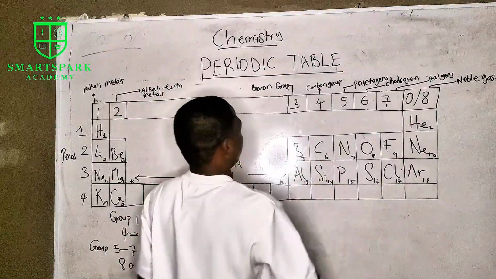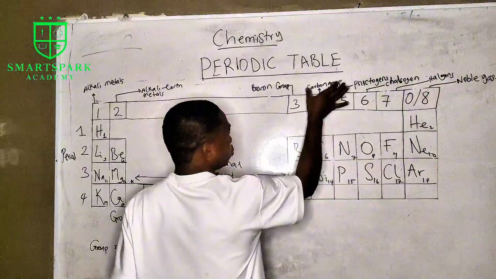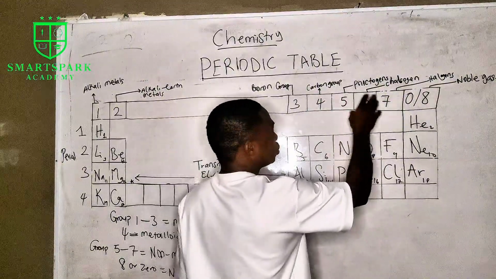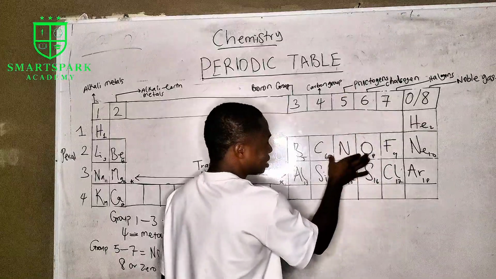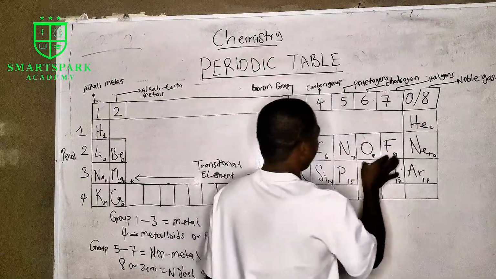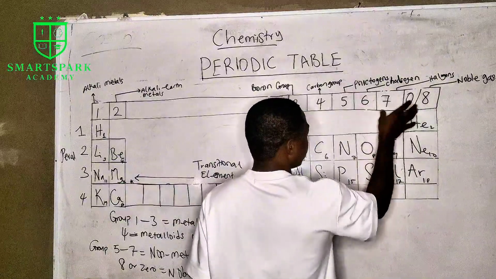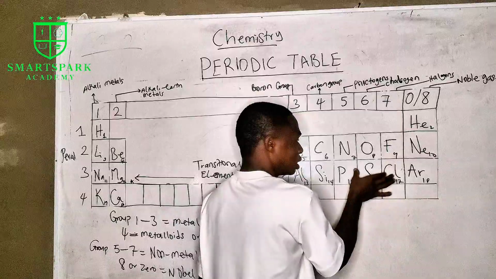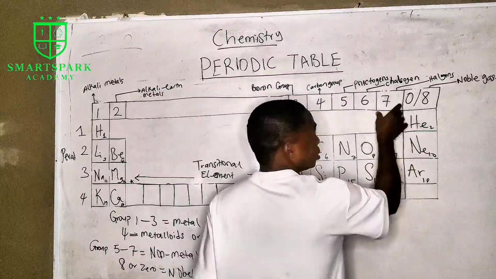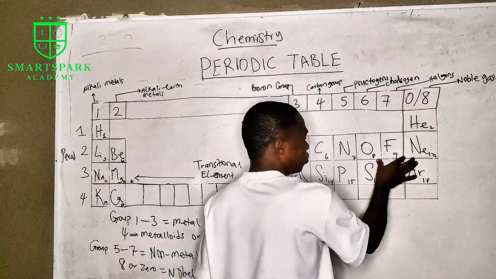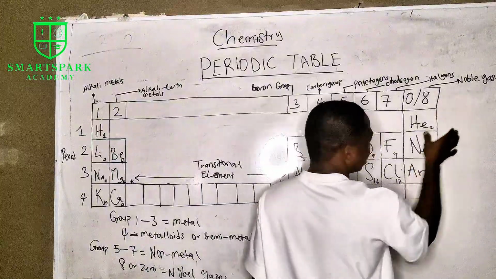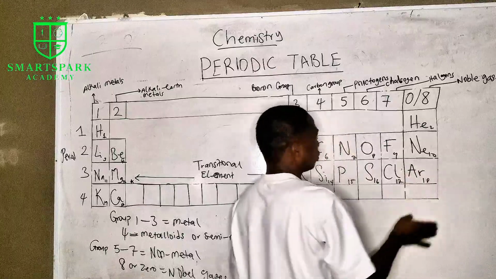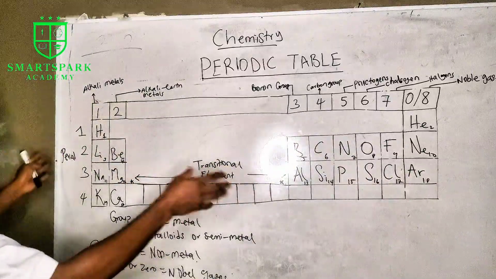Group 4, which are also called metalloids, is the carbon group, which contains carbon and silicon. Group 5 is the nitrogen family, which contains nitrogen and phosphorus. Group 6 are the chalcogens, which contain oxygen and sulfur. Group 7 are the halogens, which contain fluorine and chlorine. Then the noble gases contain helium, neon, and argon. So these are the names you should know about the periodic table.